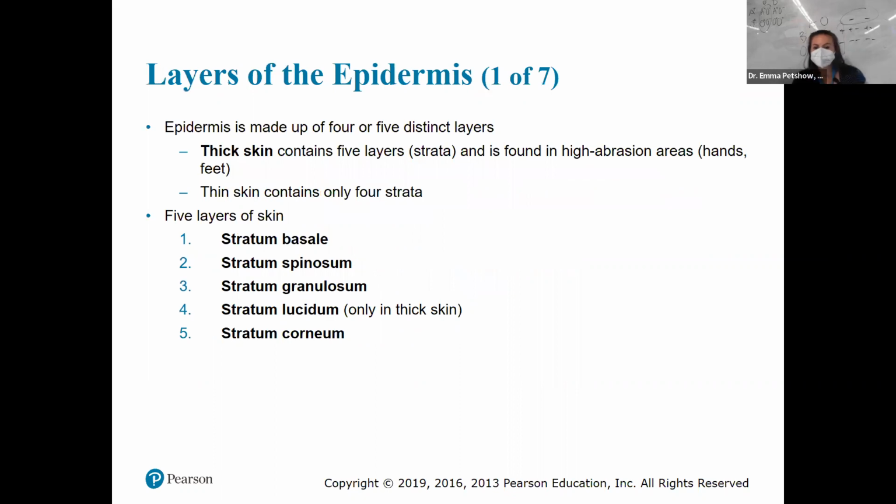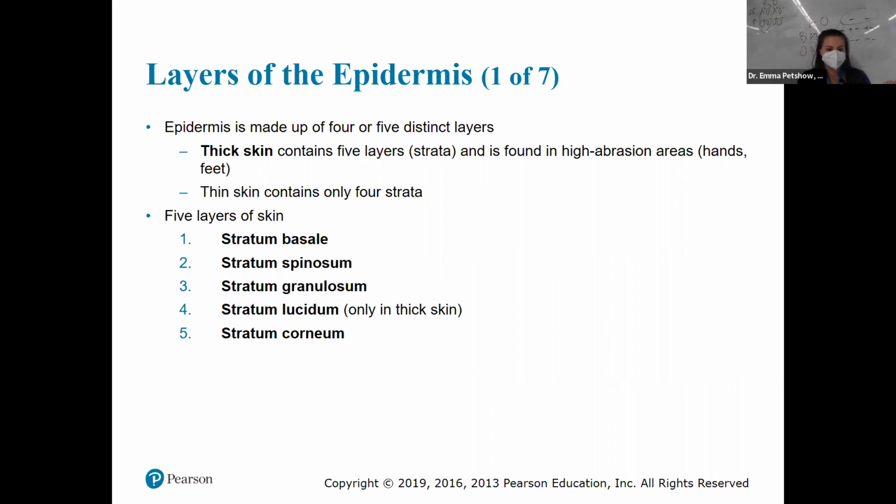Now the epidermis has 4 cell types, but 5 layers. So thick skin has 5 layers. Thin skin has 4 layers. There's only 4 strata. So again, the lucidum is not in thin skin. So it's a really easy question to ask. They'll ask that in a certain way. They'll say, in thin skin, list the 4 layers in order, or list the layers in order of the epidermis. And then they'll give you an answer that contains all 5 layers in the correct order. But the key is recognizing if they said thin or thick skin.